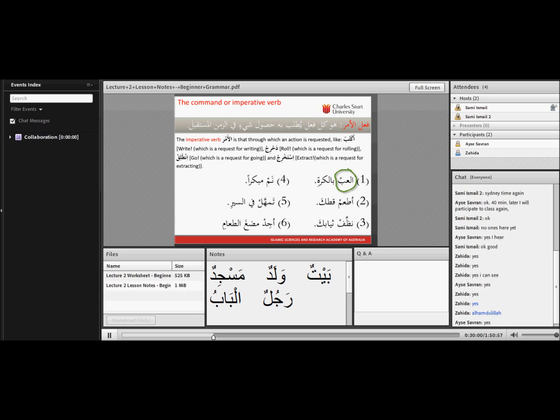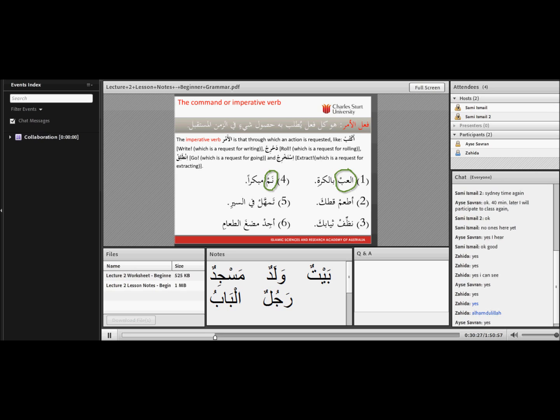The next one is nam. Nam means sleep, go to sleep. Once again, it ends with a sukun, right? So nam means sleep. And nam mudakkiran, the meaning of the whole sentence is sleep early. Okay? So sleep early. Once again, it ends with a sukun.